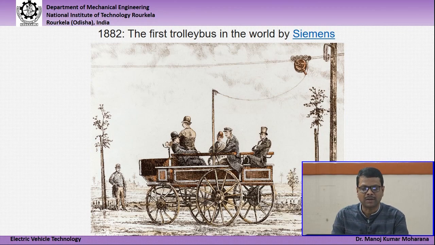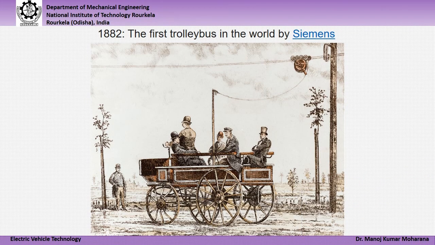Here in this photograph you can see the first trolley bus, developed by Siemens in the year 1882, where the trolley bus while in motion is receiving power from the overhead high voltage line with the help of a trolley system, you can see here.